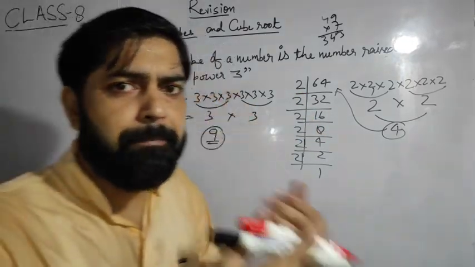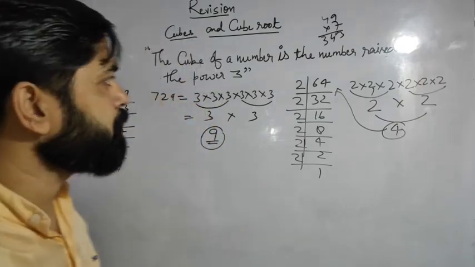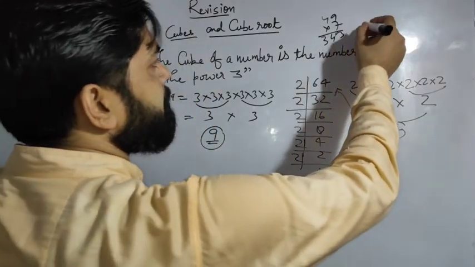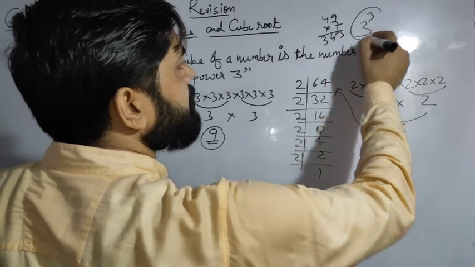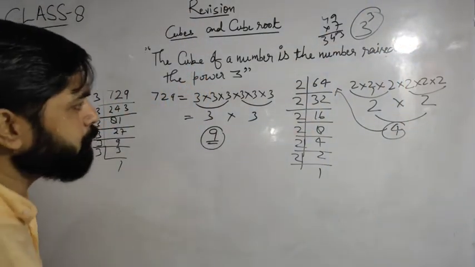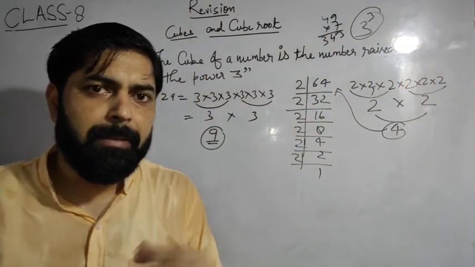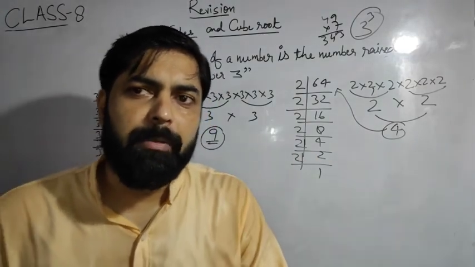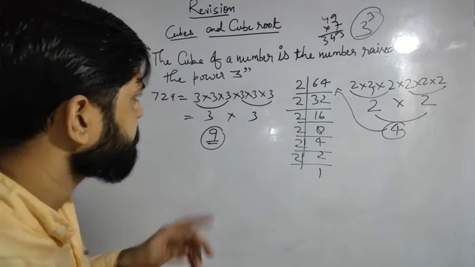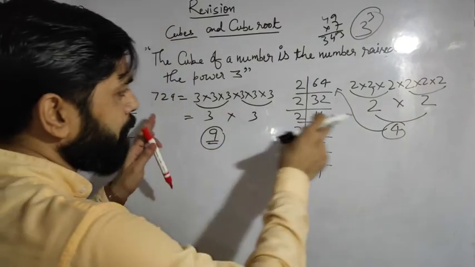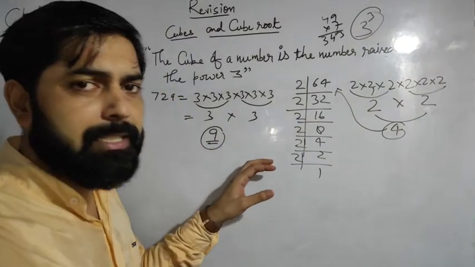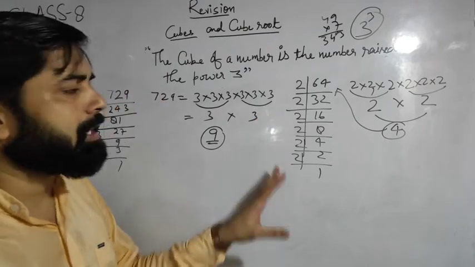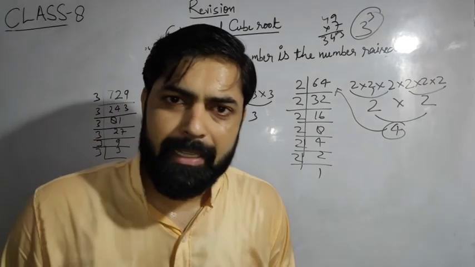So once again I will repeat the topic. First, cube: what is a cube? If a number has a power of 3, then this is a cube. And what is a perfect cube? When we multiply a number 3 times and we get the answer, that answer will be the perfect cube of the given number. This is how we can check whether a number is a perfect cube or not. We can check by the prime factorization method.